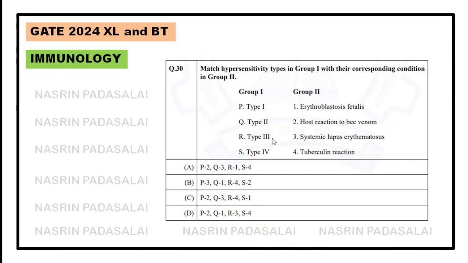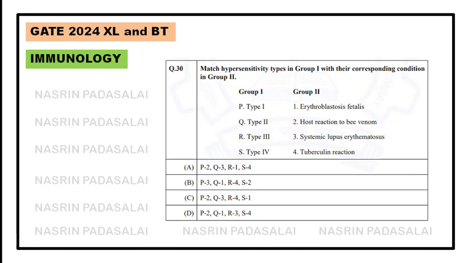Next is the hypersensitivity reaction and the corresponding condition. Type 1 hypersensitivity you can correlate with host reaction to bee venom. Type 2 is involved in erythroblastosis fetalis. Type 3 is associated with systemic lupus erythematosus. And type 4 is associated with the tuberculin reaction.